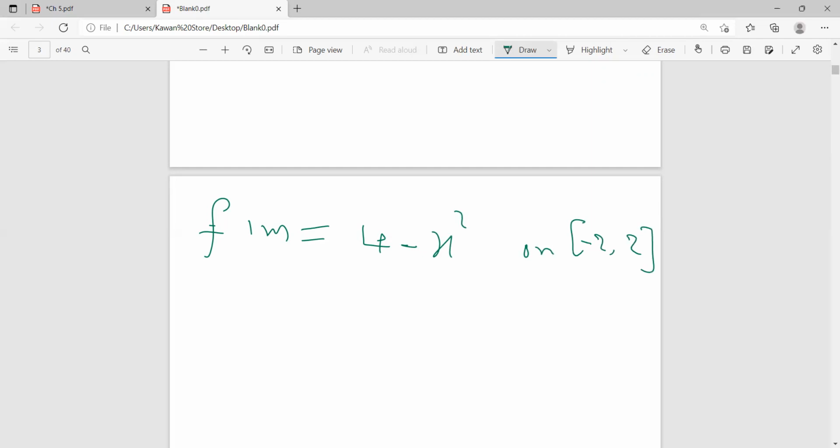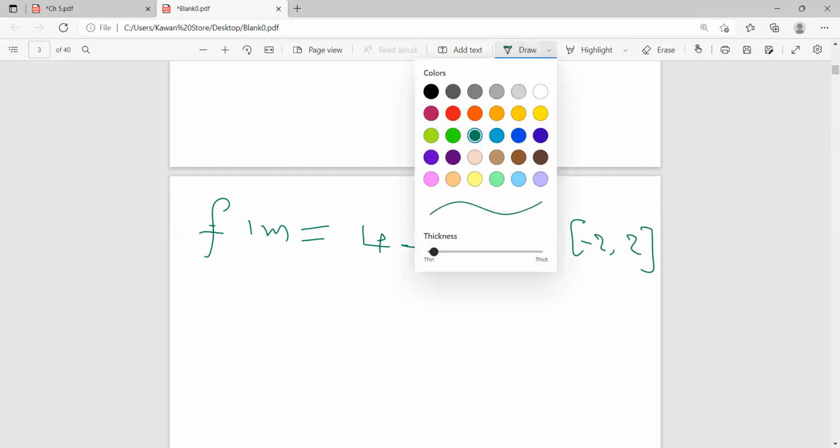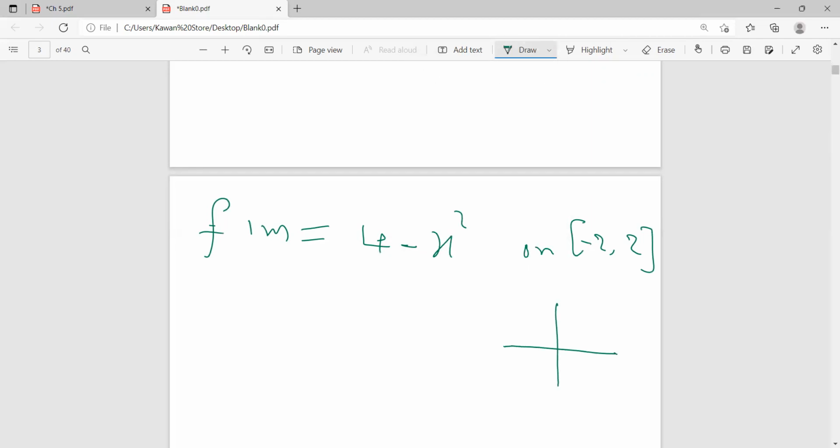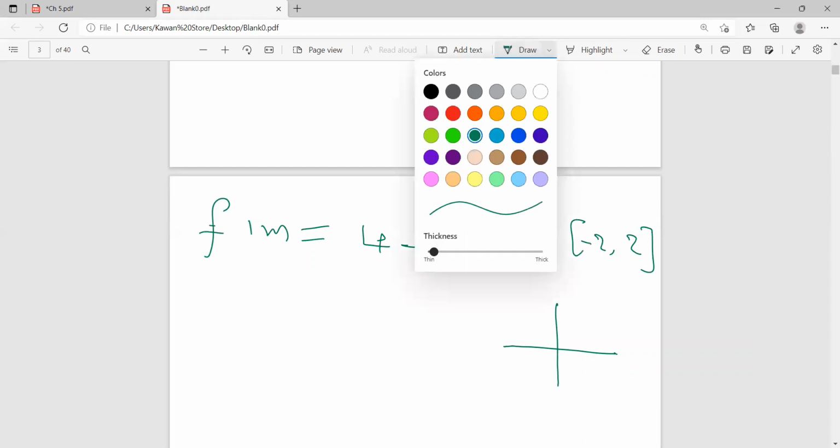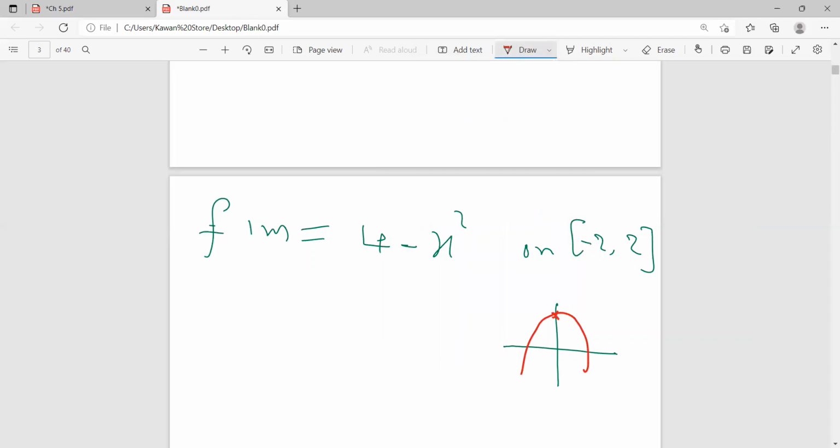You know about the graph of this function. Even if we don't need the graph of this, you know how to sketch it, right? Just for your information, for remembering. Here is your graph. It's like that. Am I right?